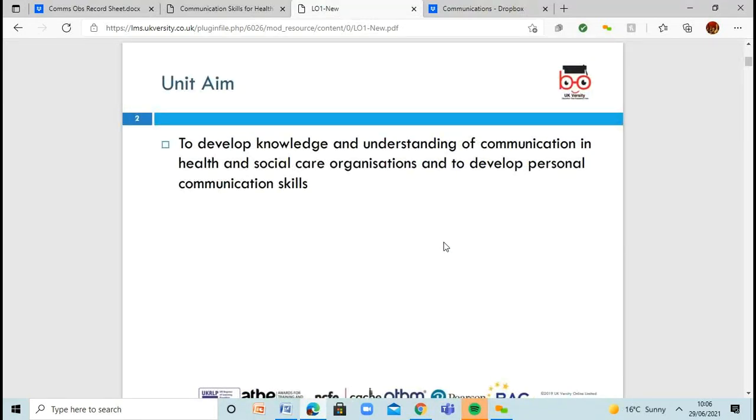So the aim of today's unit is to help you to develop knowledge and understanding of the communication that you actually use in health and social care, and it'll help you to develop your own personal communication skills. It'll make you more aware of what you do on a daily basis, automatically anyway, and you'll be like, oh yeah, I actually do these things. I communicate non-verbally a lot, or I do use a lot of gestures. So it does pinpoint things for you.